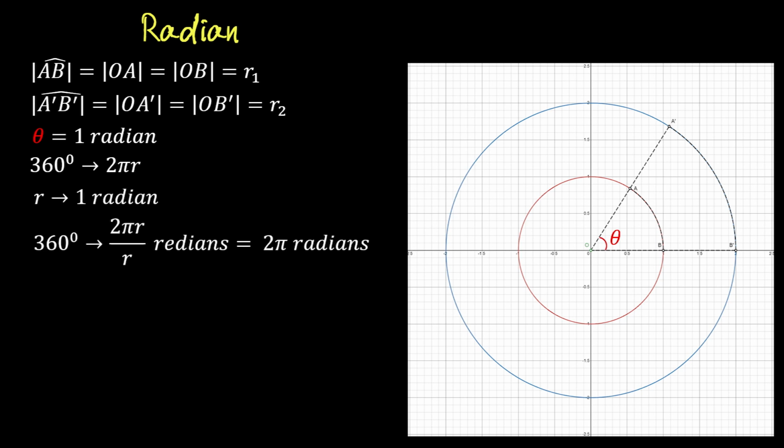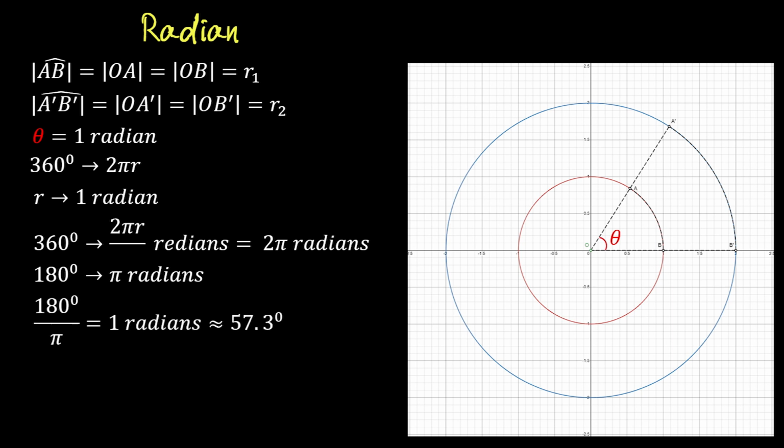Therefore, 360 degrees equals 2 pi radians, and pi radians is 180 degrees. Dividing both sides by pi gives the value of 1 radian in degree measure, which is around 57.3 degrees. To convert the angle alpha degrees to radians, just multiply alpha by pi and divide by 180 degrees. To convert radians to degrees, do the opposite: divide by pi, and multiply by 180 degrees.